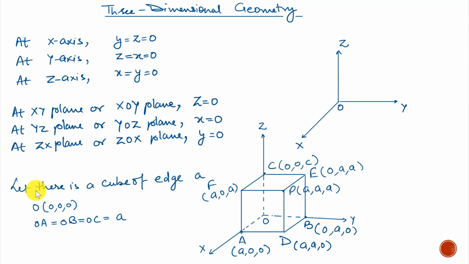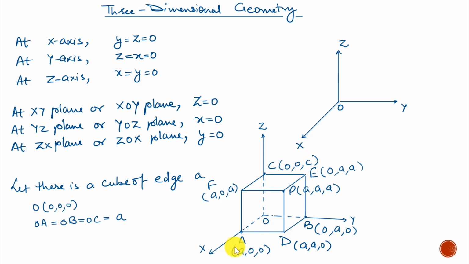We can explain with the help of an example. Let there be a cube of side a. Here OA, OB and OC equal a. So we have point A on the x-axis. It is (a, 0, 0) because here y and z equal 0. Point B on the y-axis is (0, a, 0). Point C on the z-axis is (0, 0, a).